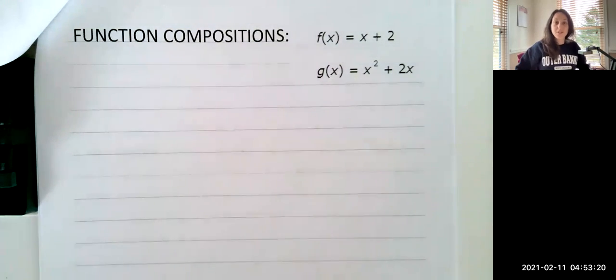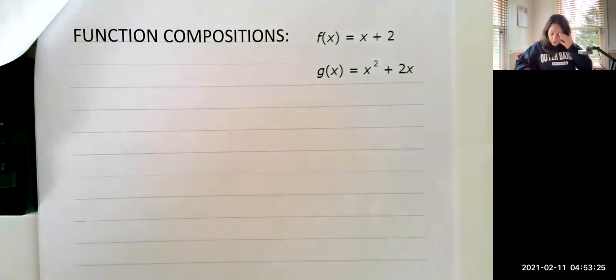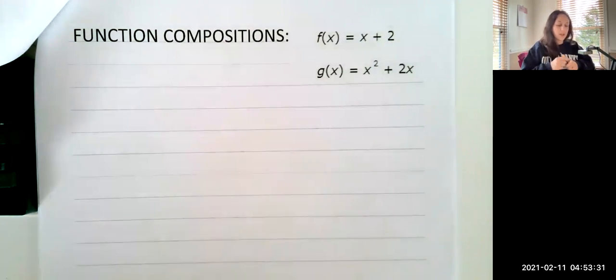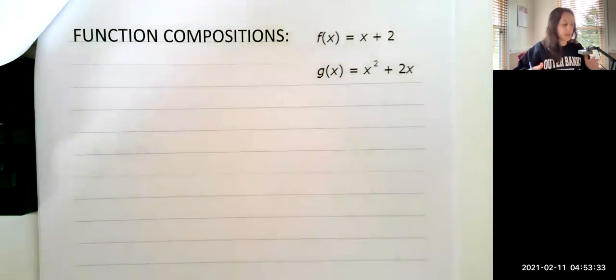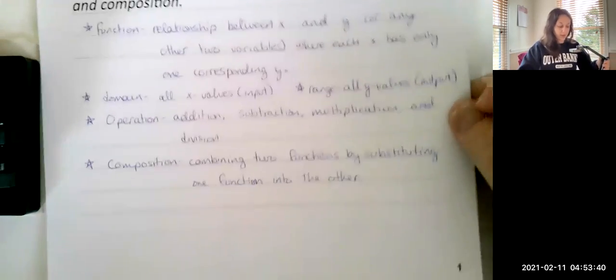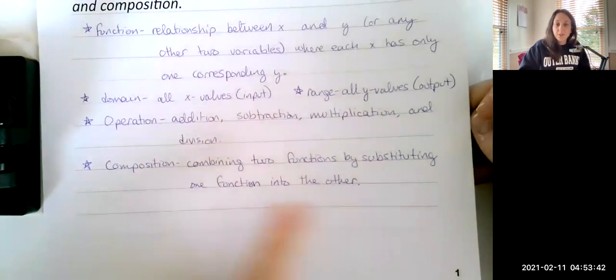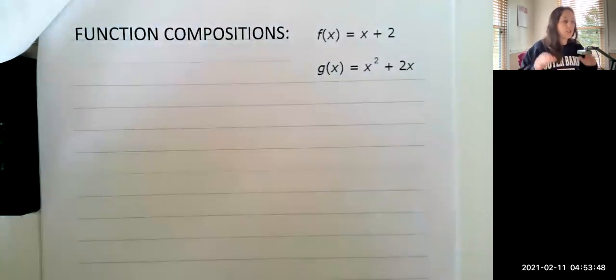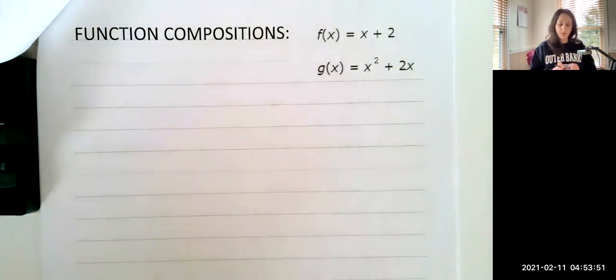So now we're going to switch from operations to compositions. So I'm going to find a nice bright blue color. And compositions, as I said before, is when we combine two functions, so it's on that vocabulary that we wrote down, by substituting one function into the other. So I'm going to begin with a very simple explanation. I'm going to try to build this up.